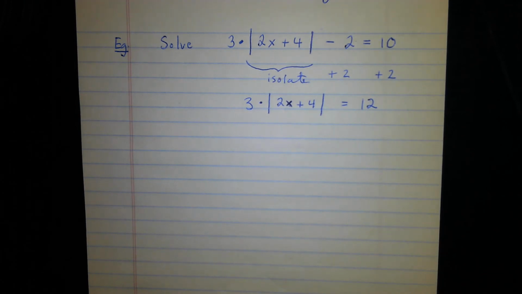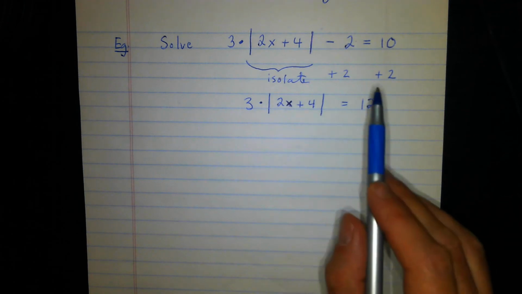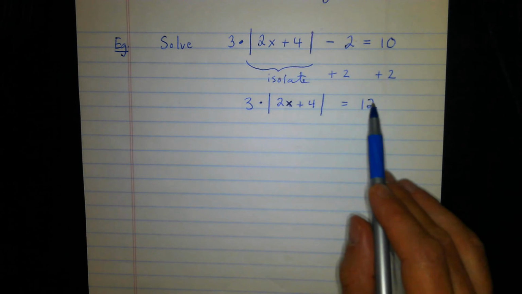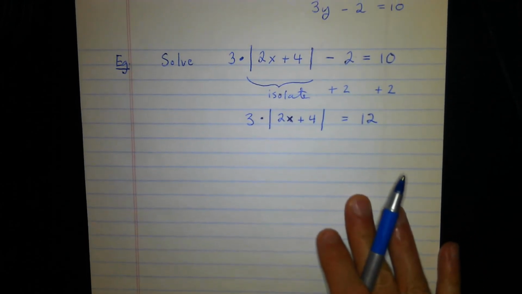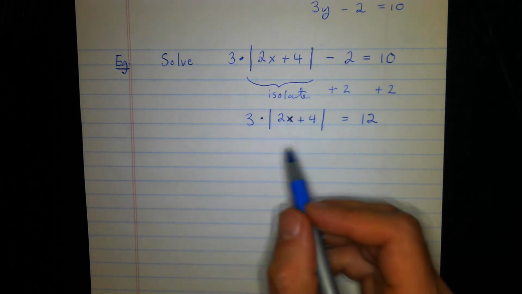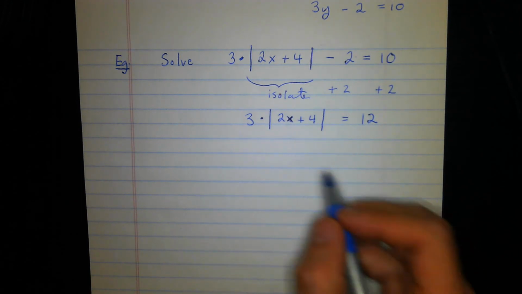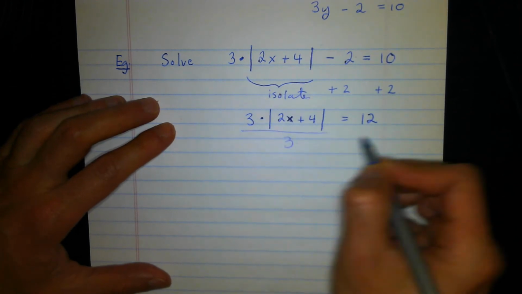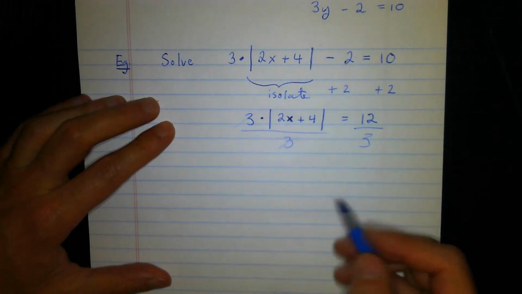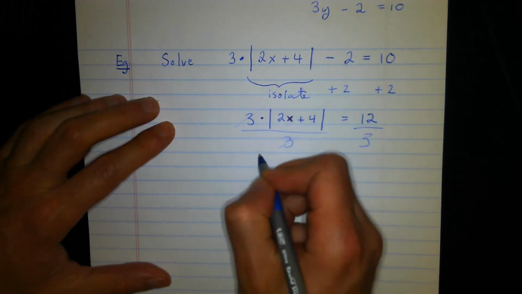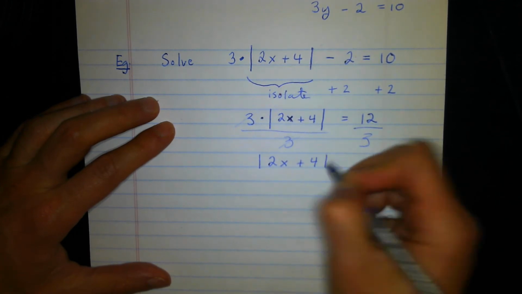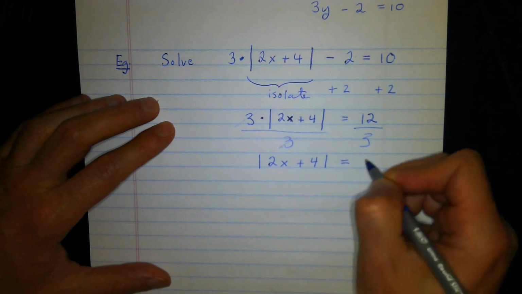So I've added 2 to both sides, which has given me 3 times the absolute value of 2x plus 4 equals 12. And now if I did that up here, I'd add 2 and then I would divide by 3. Same thing here. I'm just going to divide both sides by 3. Now those 3's cancel, and I'm just left with the absolute value of 2x plus 4 equals 12 divided by 3, which is 4.